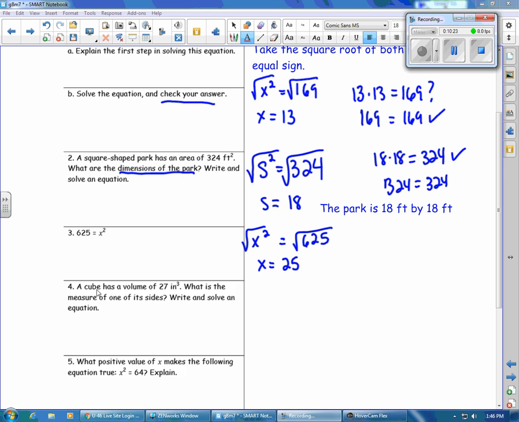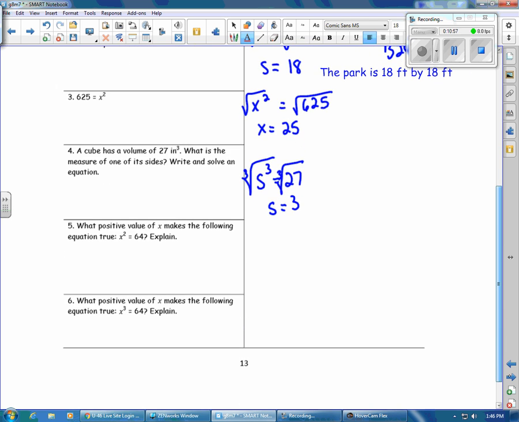Now we have a cube. A cube has a volume of 27 inches cubed. What is the measure of one of its sides? Hopefully you remember a cube. To find the volume, it's length times width times height, and a cube is going to have all 3 measurements the same. So it'll be side cubed equals 27 inches cubed. Take the cube root, and the side length is going to be 3. You can go ahead and finish 5 and 6 on your own.